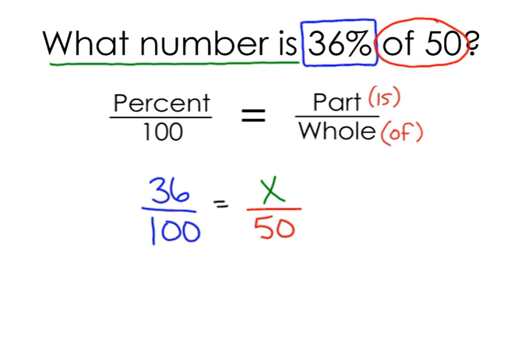Now that I've got this set up, I can look at what I do to 100 to get to 50. I'm going to divide by 2. So 36 divided by 2 would give me a final answer of 18. So 18 is 36% of 50. And that would make sense if you scored 18 out of 50 on an assignment. That would equate to a 36%.